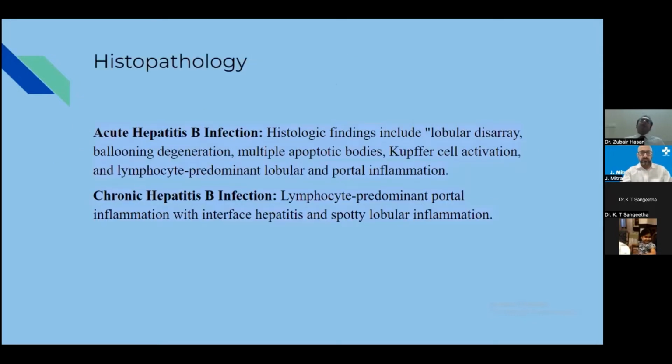And just a little bit of histopathology, being a pathologist myself. In acute hepatitis B infection, we will have a lobular disarray with ballooning degeneration, multiple apoptotic bodies, Kupffer cell activation, and lymphocyte predominant lobular and portal inflammation. In chronic hepatitis B infection, we will have a lymphocyte predominant portal inflammation with interface hepatitis and spotty lobular inflammation. There are these different terms, and I think it's beyond the scope to make you understand all these terms, right?